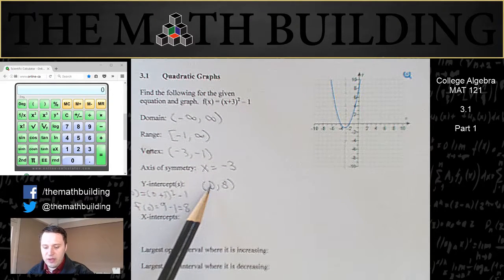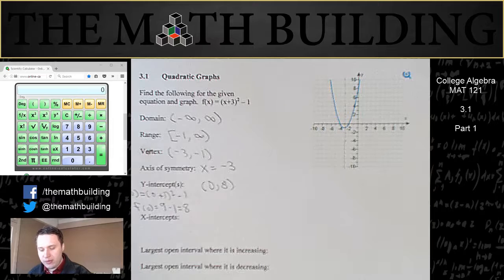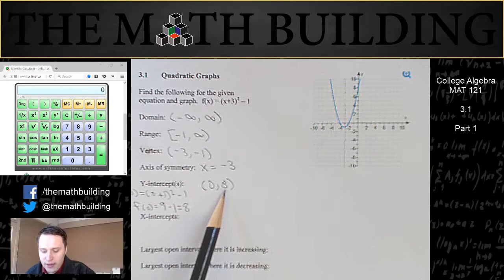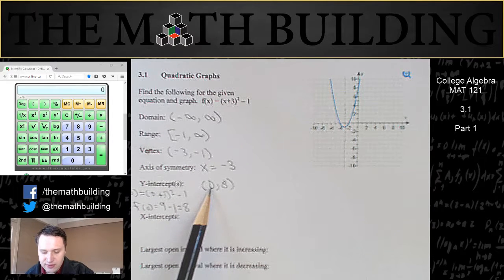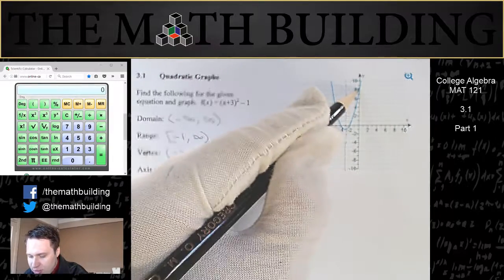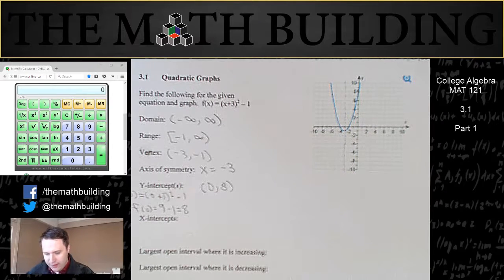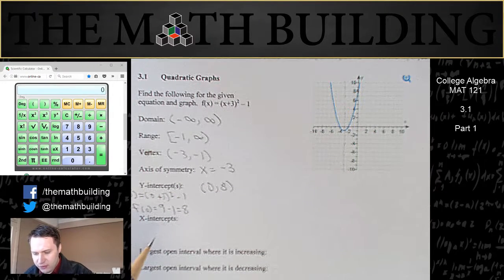The y-intercept is when x is 0. The x-intercept is when y is 0. That's a little confusing, but just remember that it's always backwards like that. The y-intercept is when x is 0. The x-intercepts are when y is 0. And you notice we hit the y-axis right there at the point (0, 8). Let's find the x-intercepts.